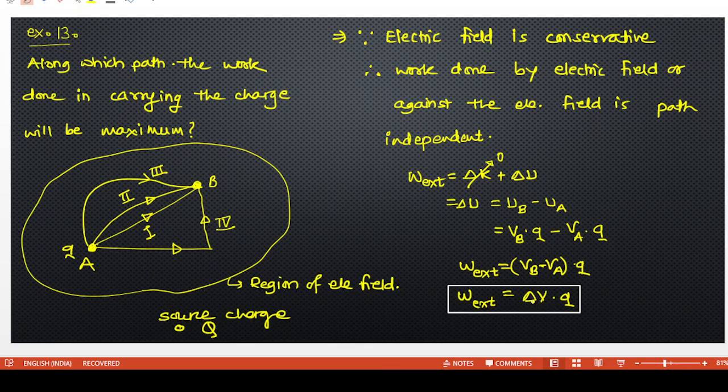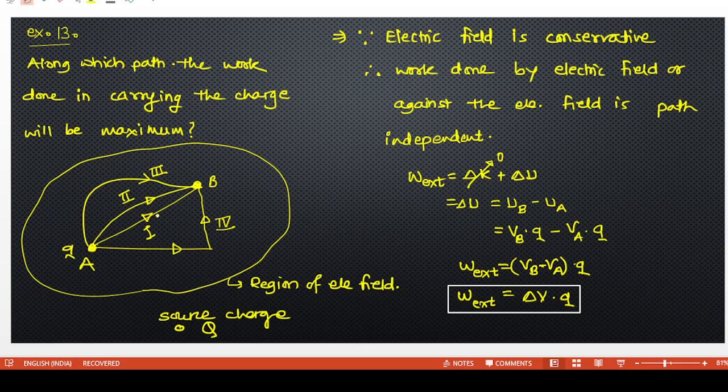So what matters is potential difference into charge. Who will decide the potential at point B? Not the test charge. Who will decide the potential at point B? The source charge. Who will decide the potential at point A? Source charge. So path doesn't matter. In this formula, the actual path doesn't matter. What matters is potential at the final point minus potential at the initial point, which are already predefined.